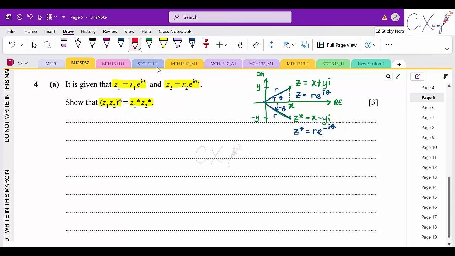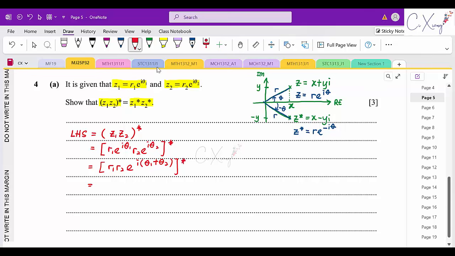Now let us try to show this one. I will start from the left hand side. I'm having z1 multiplied with z2, then the conjugate of it. First of all, let's figure out what z1 multiplied with z2 is. I'm having r1 e^(iθ1) multiplied with r2 e^(iθ2). Before I make it the conjugate, I group all the r together first. I'm having r1 r2, then e, factorize out the i, I will have θ1 plus θ2. Because when you multiply e power a with e power b, you are adding the power together, right? So this is what you have.